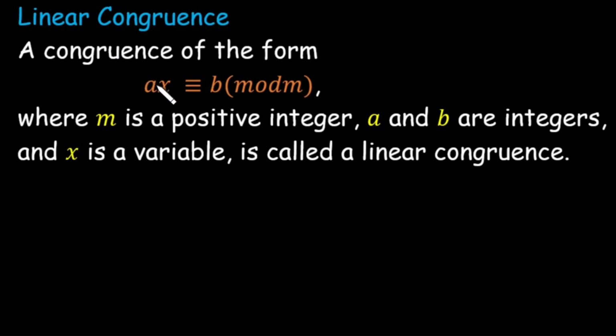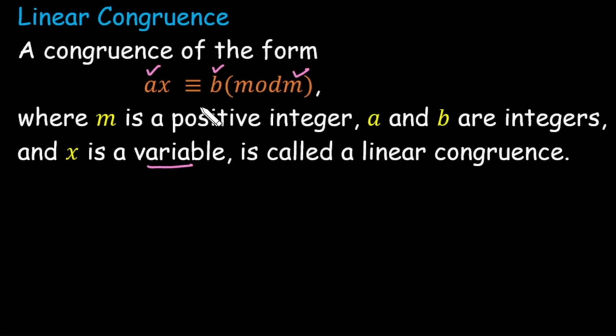A linear congruence is an equation of this form, where a and b are integers, m is a positive integer, and x is the variable. A congruence that involves a variable with the power 1 is called a linear congruence. In simple words, it means when you multiply a by some integer x and divide by m, the remainder is b.